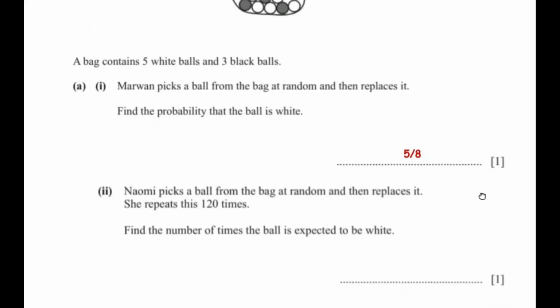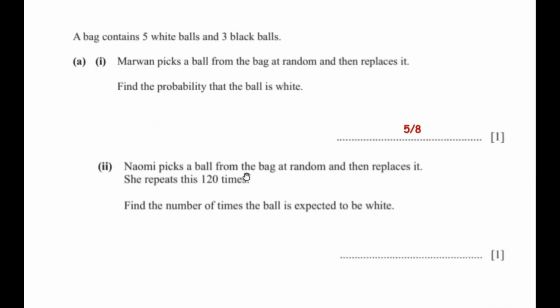Now moving on to the next question. Naomi picks a ball from the bag at random and then replaces it. She repeats this 120 times. Find the number of times the ball is expected to be white. Now here we have found out that the probability that the ball is going to be white is 5 over 8. And Naomi is repeating it 120 times. Which means we have to multiply this probability with the number of times the event is being repeated. So 5 over 8 times 120, and this is going to give us the answer as 75. So the number of times she might get the white ball is 75 out of 120.